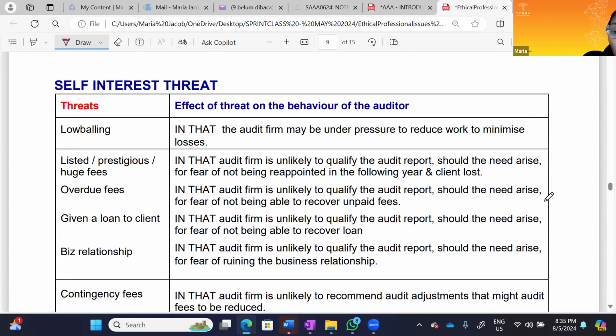Explain that you are unlikely to qualify the audit report because of the fear that you will not get appointed, fear that you will not be able to recover the unpaid fees, fear that you will not recover the loan. So this sentence can be standardized when you are answering.